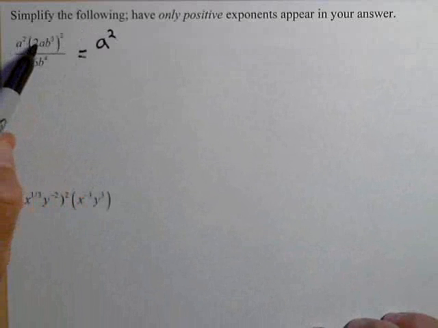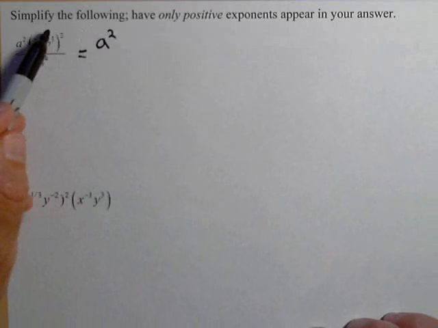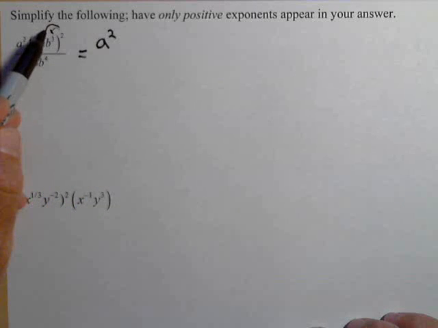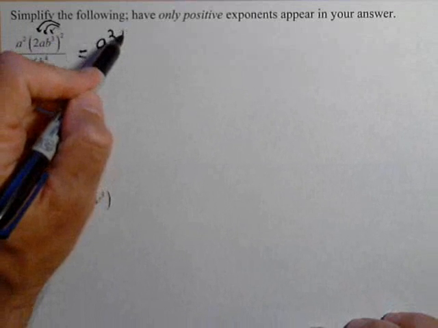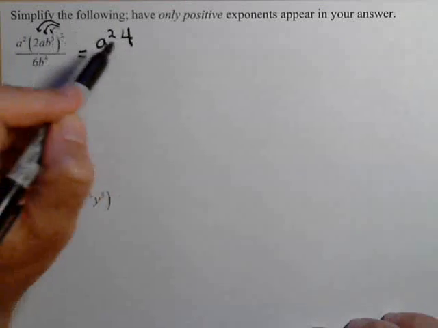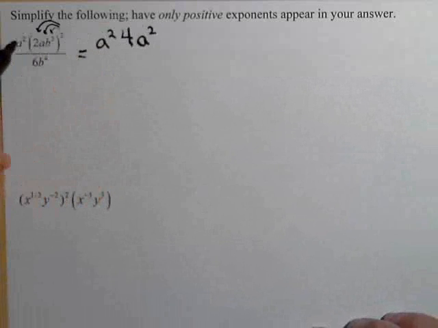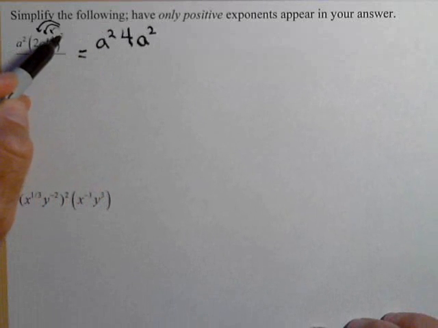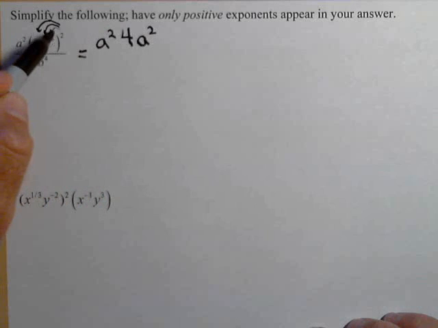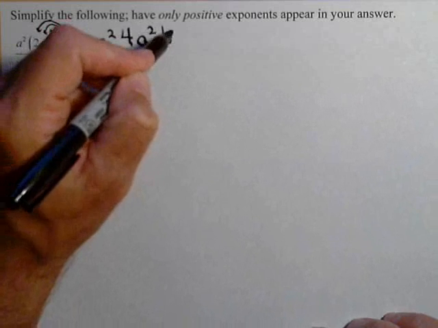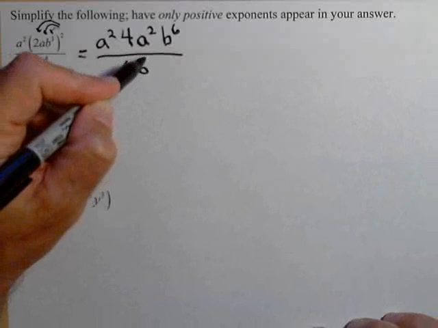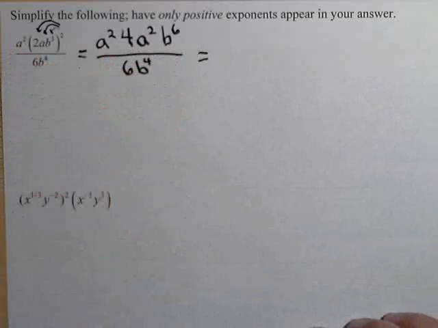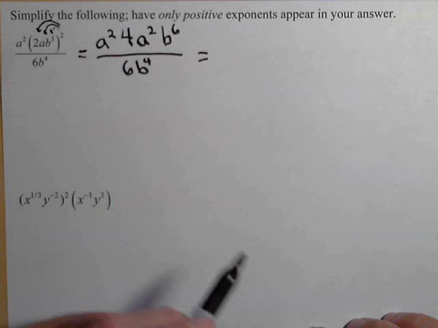And now when we have multiplication, an exponent does distribute over multiplication. So what we're going to end up with is 2 squared, which is 4, a squared, and then b cubed squared. Now when something's raised to an exponent is raised to another exponent, that's when we multiply. So that would actually become b to the sixth all over 6b to the fourth. Now let's see what we can combine and cancel here.